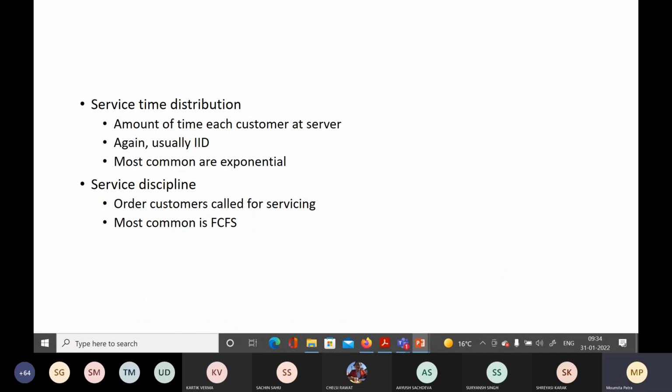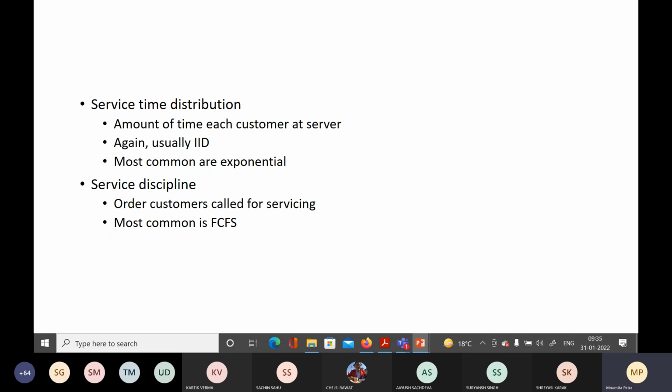All right, then next is your service time distribution. So what is it? It is the amount of time that each customer spends at the server to be served, right? Again, it is usually considered to be IID, and the most common distribution that is assumed for this is also an exponential distribution. So the service time distribution is also most commonly considered as exponential distribution. It can also be any other distribution.